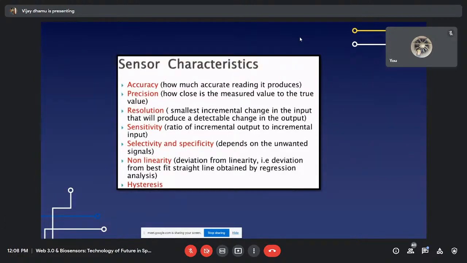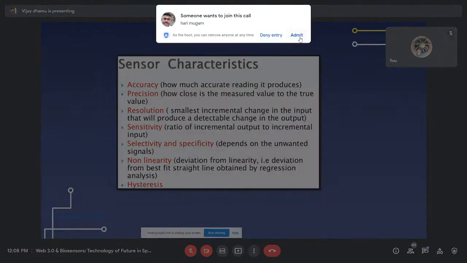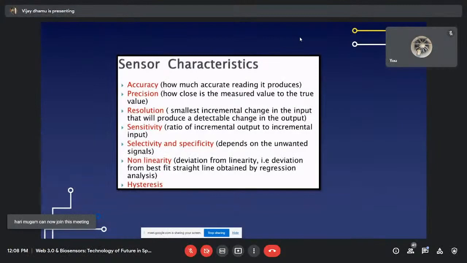Non-linearity means that most of the signals won't be linear in nature. They will be non-linear, but we try to fit that signal into a linear pattern so that it will be easy for the human mind to comprehend that signal. Hysteresis is nothing but the noise. Every sensor will have its own noise. Noise is caused by the environment or by external factors.